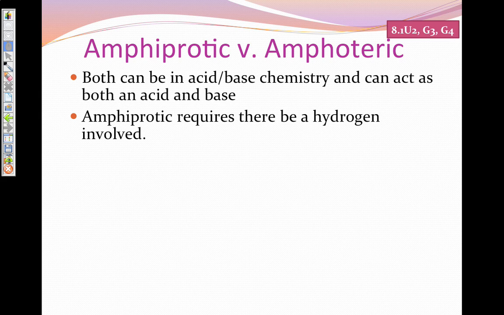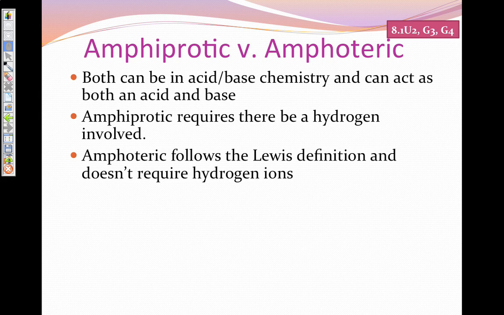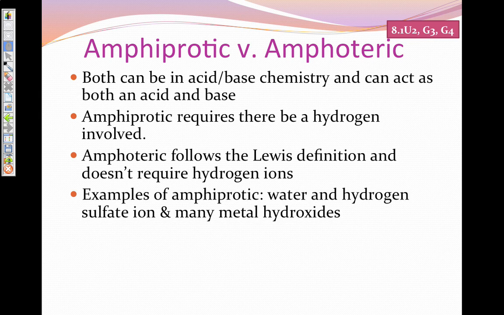Amphoteric, though, gets us to our Lewis definition. So looking more at electrons, there doesn't have to be a hydrogen there. Some examples of our amphiprotic species are water and the hydrogen sulfate ion, we saw both of those. And a lot of the metal hydroxides act the same way.